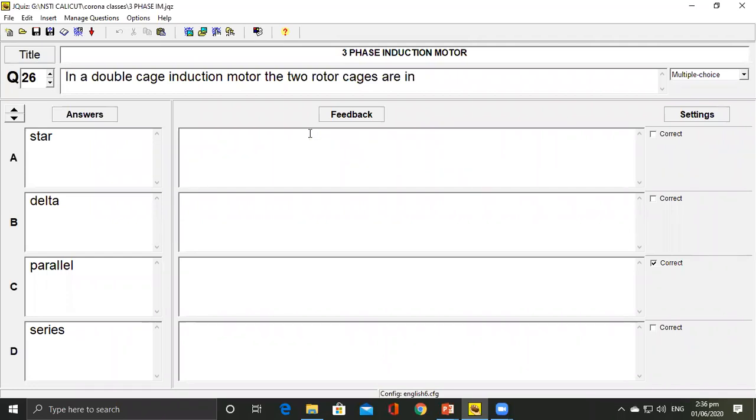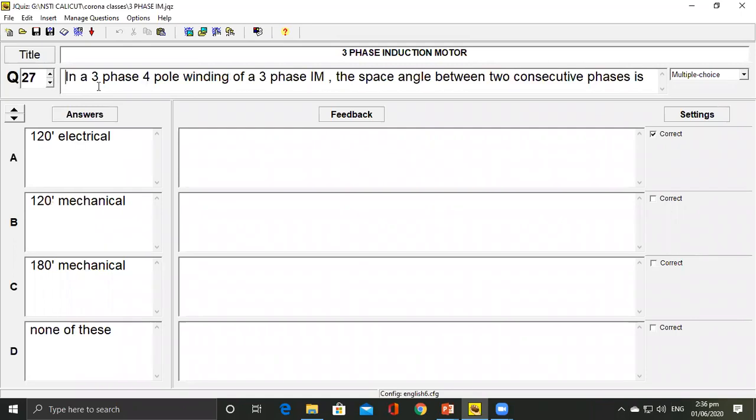The next question, 27. In a three-phase four-pole winding of a three-phase induction motor, the space angle between two consecutive phases is: 120-degree electrical, 120-degree mechanical, 180-degree mechanical, or none of these.